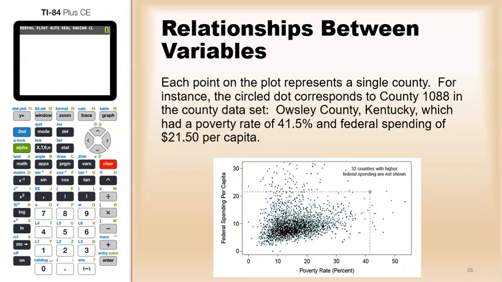Each point on the plot represents a single county. So the one you see right here, that corresponds to Owsley County, Kentucky, which had a poverty rate of 41.5%. So go to the dot and scroll down to the horizontal axis, 41.5%. And from the dot, go to the vertical axis, you see that they get about $21.50 per capita.